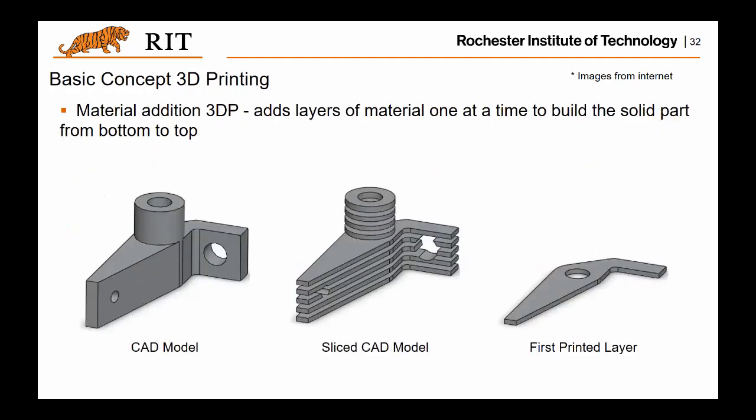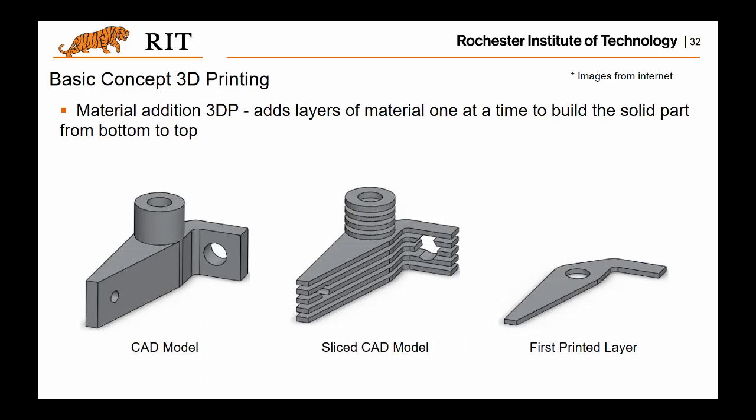All right. And as I mentioned, for additive manufacturing, the most basic concept is we produce this part by adding layers of material one at a time, and accumulate the layers again and again until you complete the production of the whole part.